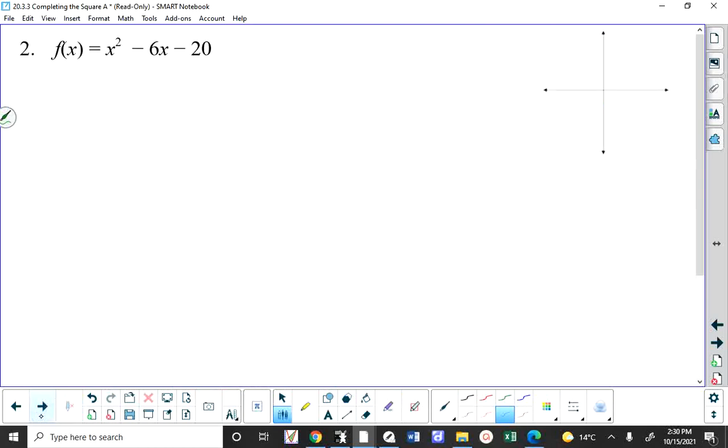x squared minus 6x minus 20. The first thing you do is you take that minus 20 and you move it over someplace where we don't worry about it. By the way, don't move it too far over because sometimes people do that and then they forget that it's there. It's so far out of their field of view that they don't include it.